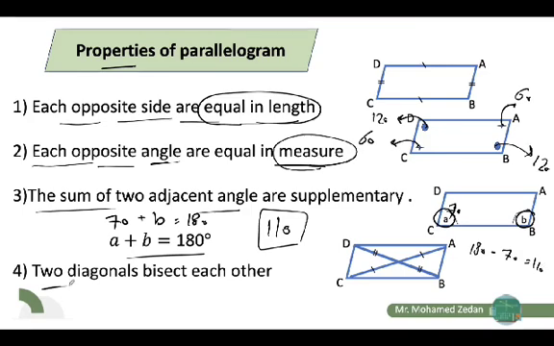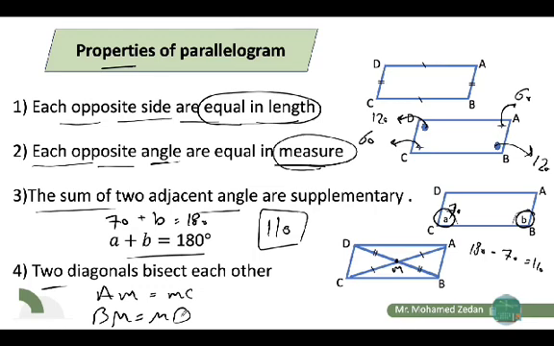Property number 4 is about the two diagonals bisecting each other. If I have M as the midpoint, then AM equals MC, and BM equals MD. That means the point M is the midpoint of the side BD and the side AC. Okay, I think it's easy.